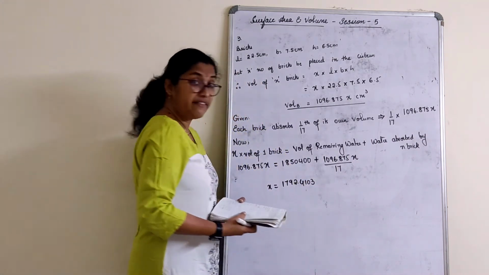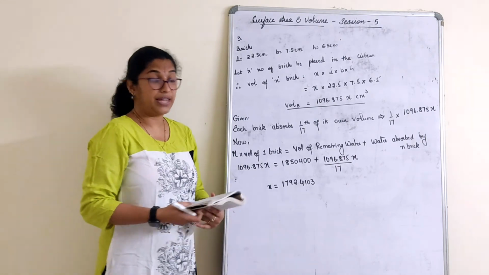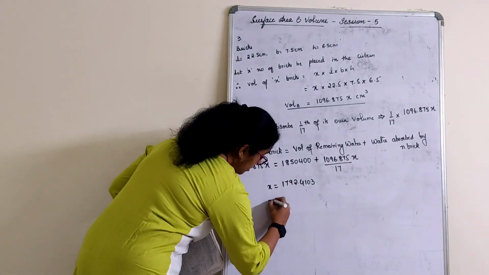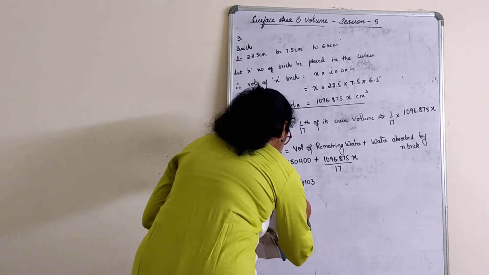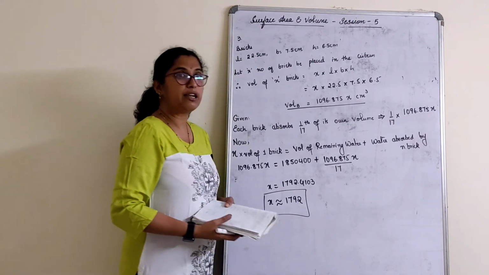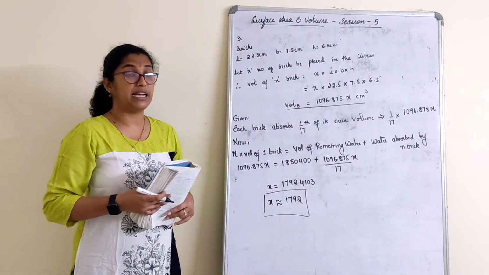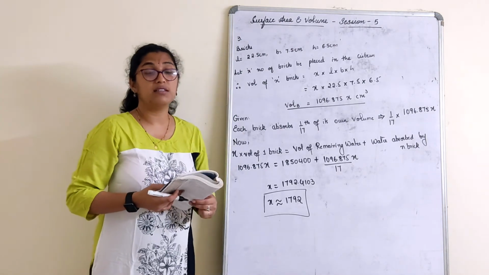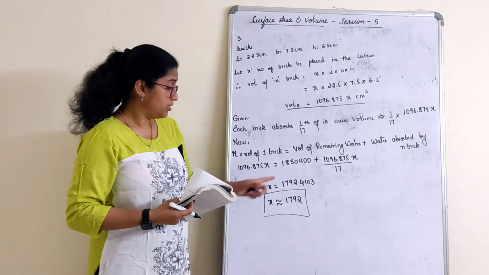1792.4103. Can we have these many number of bricks in terms of fraction? No, not possible, right? So approximately I will write this as 1792. So approximately how many bricks? It could be 1792 bricks I need to put in the system so that it is filled and the water is not overflowed.